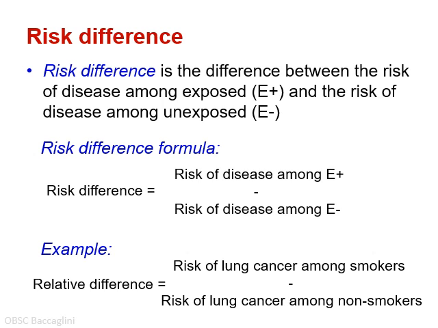For example, let's have lung cancer as the disease and smoking as the exposure. The risk difference would be calculated as the risk of lung cancer among smokers minus the risk of lung cancer among non-smokers.